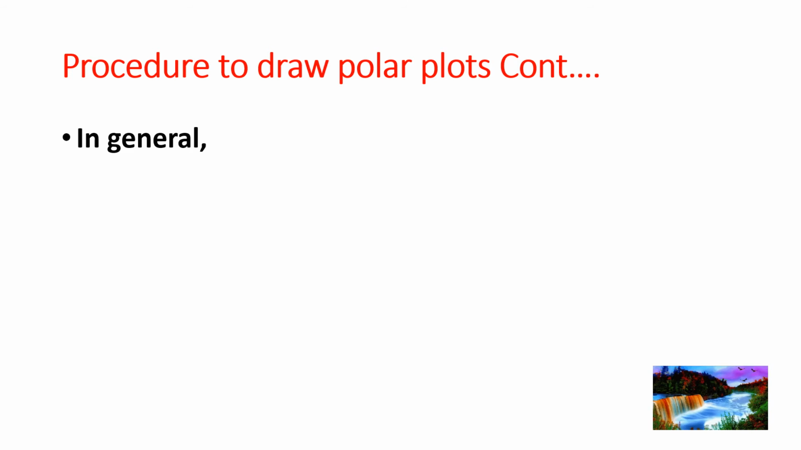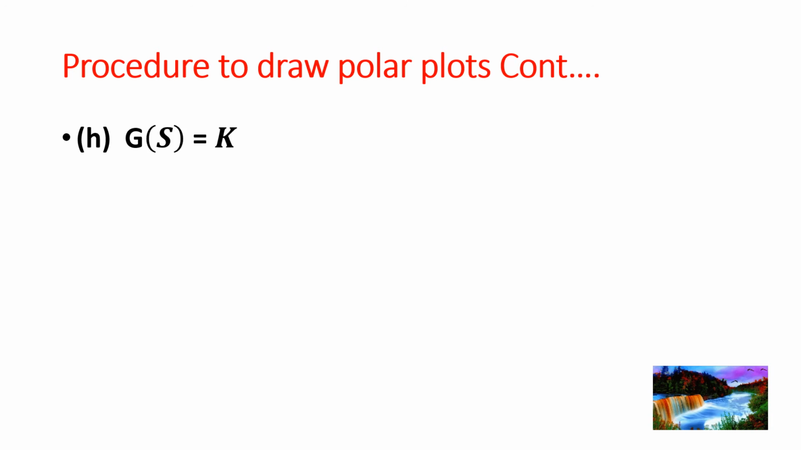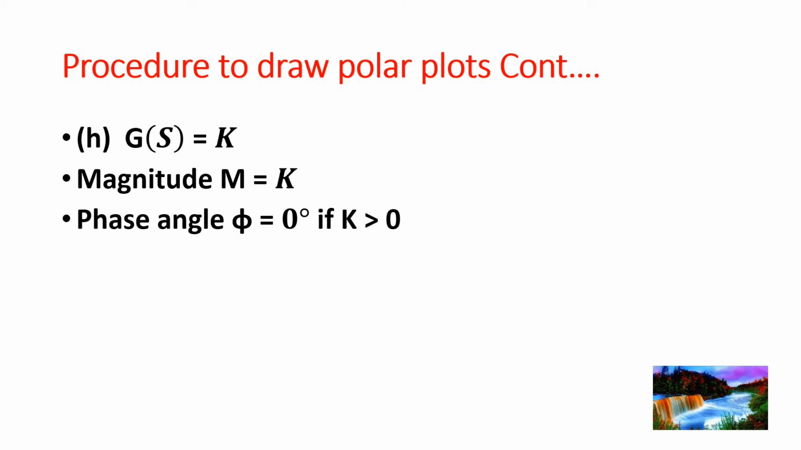In general, G of s is equal to 1 divided by s power m, which means magnitude M is equal to 1 divided by omega power m. Phase angle phi is equal to minus 90 degrees into m. If G of s is equal to K, that is gain, then magnitude M is equal to K, and phase angle phi is equal to 0 degrees if K is greater than 0. It is equal to minus 180 degrees if K is less than 0.